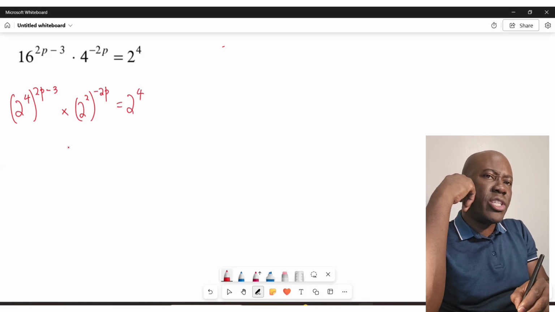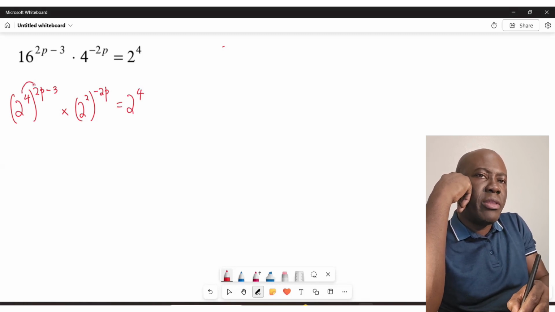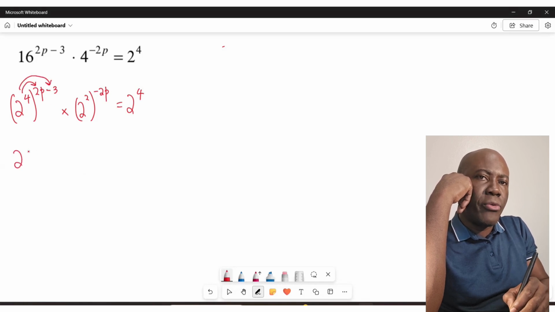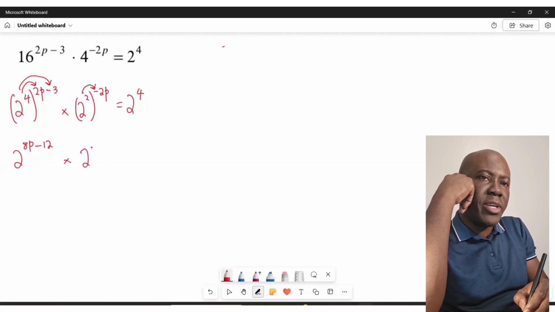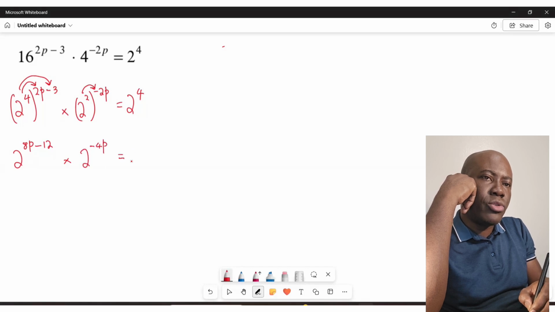Again, let's get our exponential in order. We're going to distribute this 4 here, right? So basically we're going to have 2 raised to the 8p minus 12, because 4 times 3 is 12, and we're going to distribute here. As you could see, when a power is raised to a power, we're going to have 2 raised to the negative 4p, and this is equal to 2 raised to the 4th.